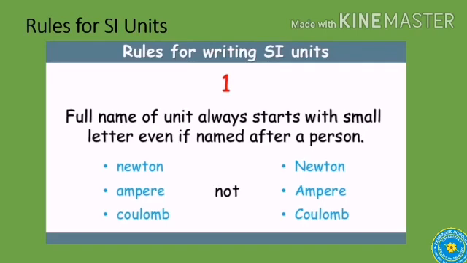Other examples are given. See, ampere. It is also a name of a person, but it starts with small a only. Next, coulomb is also a name of a scientist, but when you write the unit coulomb, it will start with small letter c only. So always SI unit starts with small letter.